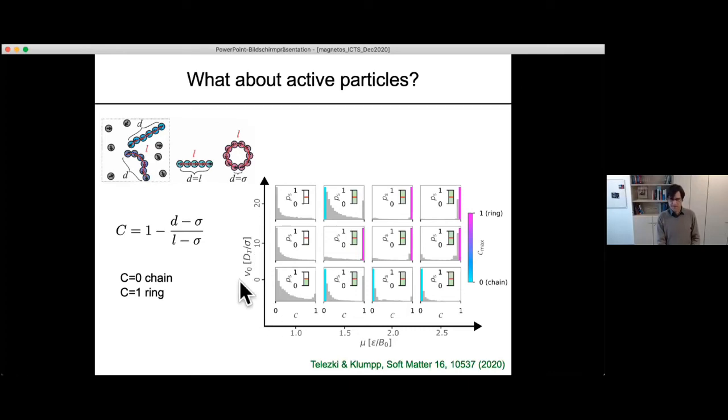And he varies the parameters in simulations. This is the velocity, and this is the magnetic moment of these particles. For all parameter combinations, he takes a histogram over this parameter C. What you see is that in many cases, this has a peak at 0, so it's dominated by chains. But there are also some cases, in particular in this upper right corner here, where this is dominated by a peak at 1. That means it's dominated by rings.